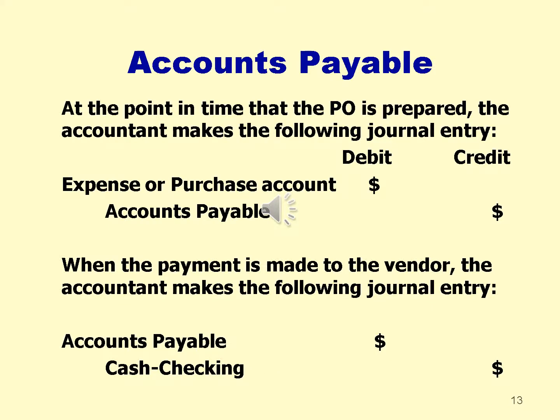How are these transactions recorded in the financial record? Well, at the time that the purchase orders are prepared, the accountant makes the following journal entry. The expense account is debited and the accounts payable account is credited. This happens automatically if electronic accounting software is used to prepare the purchase order. Once the items are received, the accountant makes the journal entry to record the payment. So accounts payable is reduced by the payment amount, and that is using a debit, and the checking account or bank account is credited at the time of the payment.